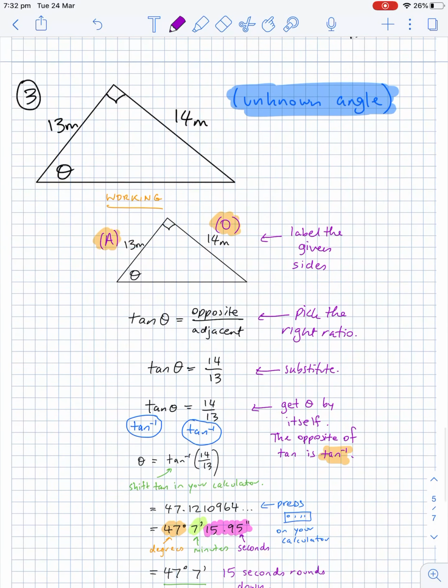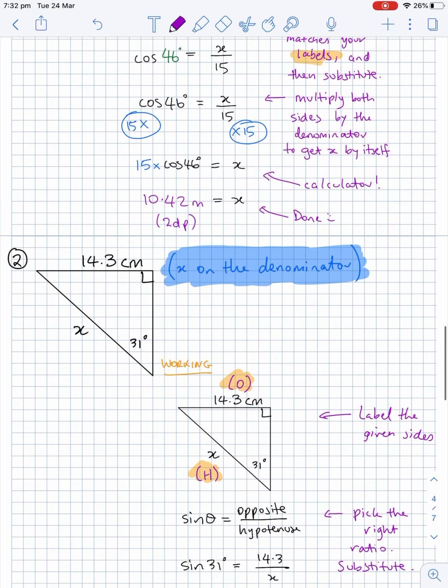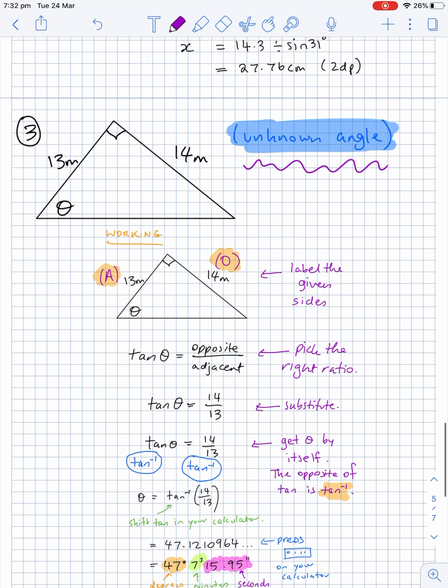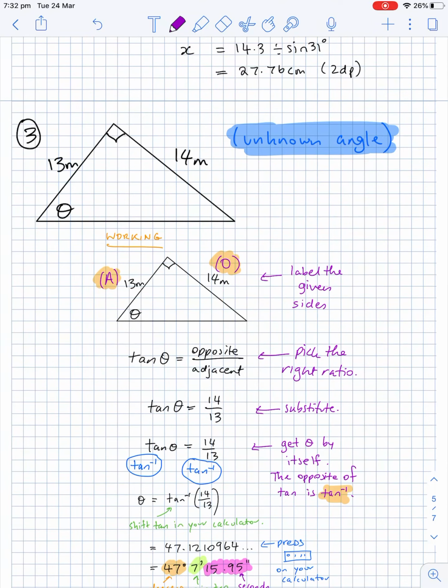Now, the last sort of question you're going to have to deal with is when you're finding an unknown angle. Before, we were finding an unknown side, and here, an unknown side. But down here is when you're dealing with this unknown angle. We know it's unknown because I just give you a theta. I don't tell you what that angle is. So what do we do? Well, we label the given sides again.